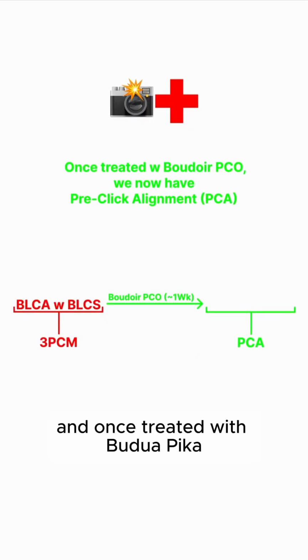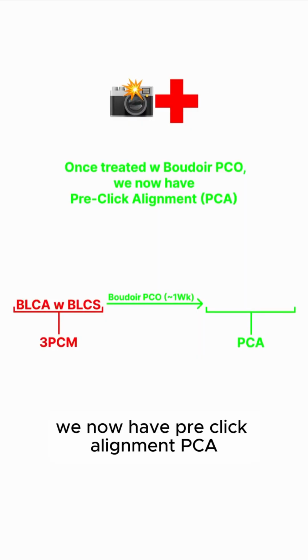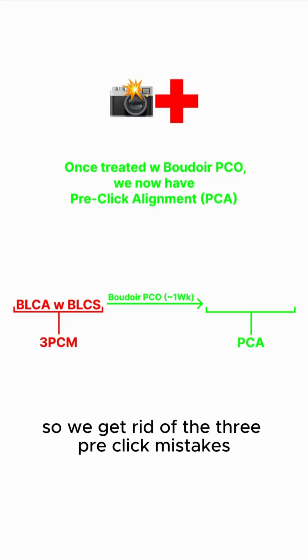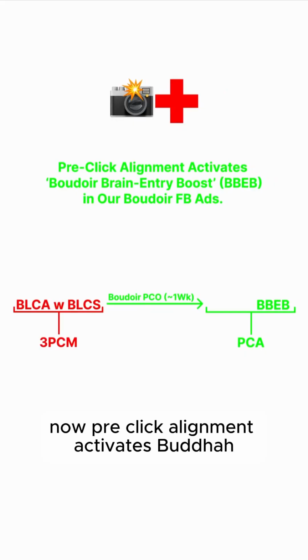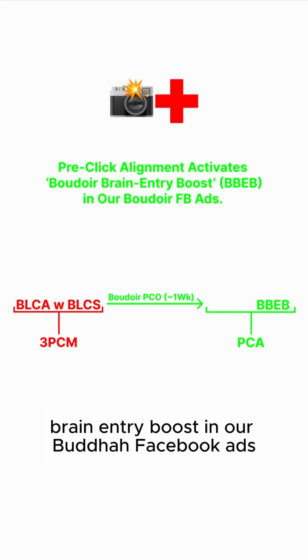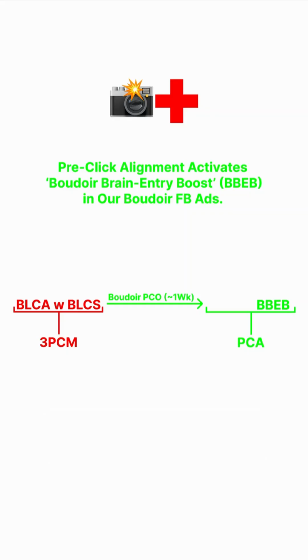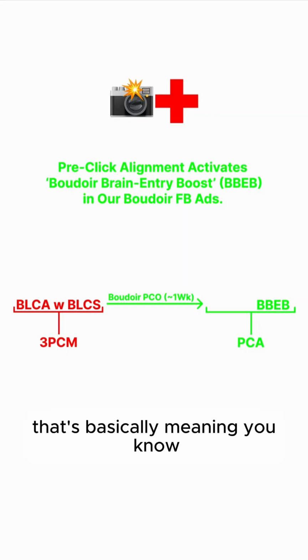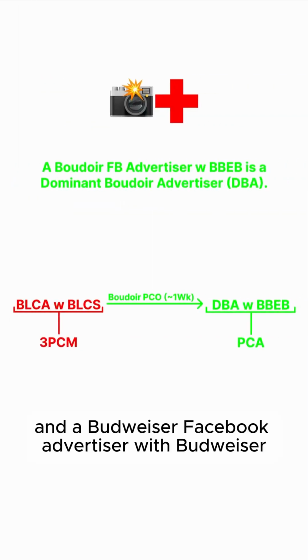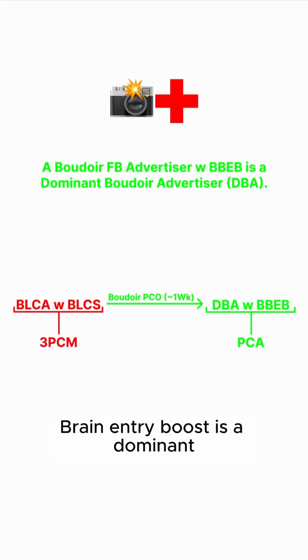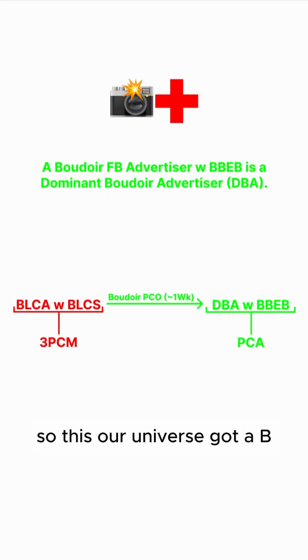And once treated with Boudoir Pico, we now have pre-click alignment, PCA. So we get rid of the 3 pre-click mistakes, and instead we achieve pre-click alignment. Now, pre-click alignment activates Boudoir brain entry boost in our Boudoir Facebook ads. It's basically meaning we finally got our unique CTR all above 6%. And a Boudoir Facebook advertiser with Boudoir brain entry boost is a dominant Boudoir advertiser, a DBA. So this is our universe.